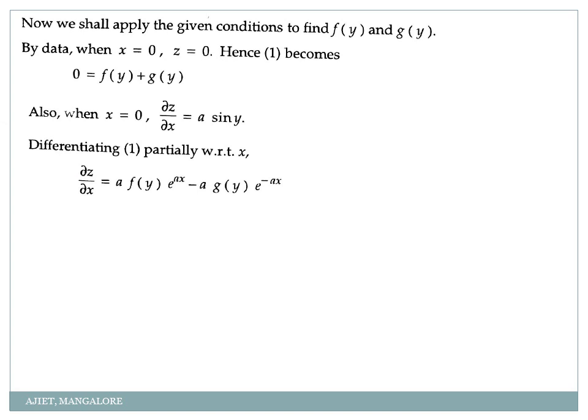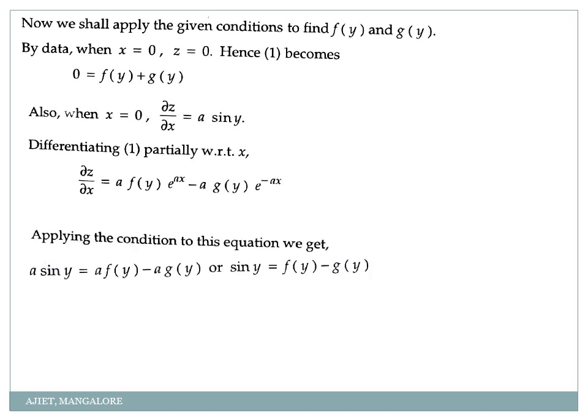When x is 0, dou z by dou x is a sin y. So I want dou z by dou x. What will you do? You will differentiate your equation 1 partially with respect to x. So dou z by dou x is equal to differentiation of e power ax is a into e power ax, and differentiation of e power minus ax was minus a into e power minus ax. Clear? So finally I'll apply the condition.